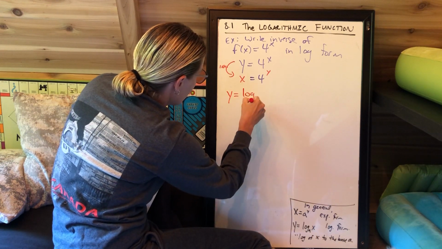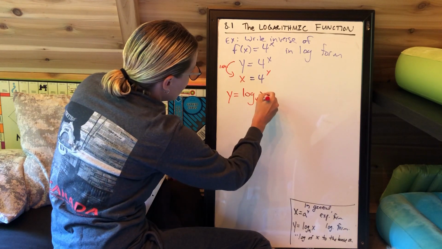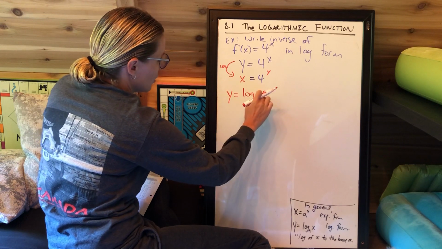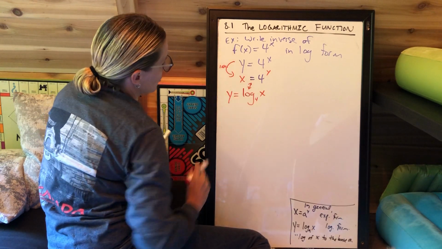Logarithm. The base stays the same. This was the base of the exponent. It's the base of the logarithm. And the x goes here. And really what this is saying is 4 to what power y is going to give me an answer of x. So this is the part that you have to be good at.